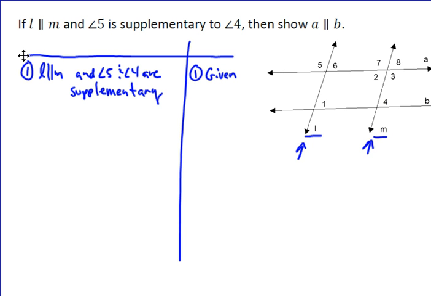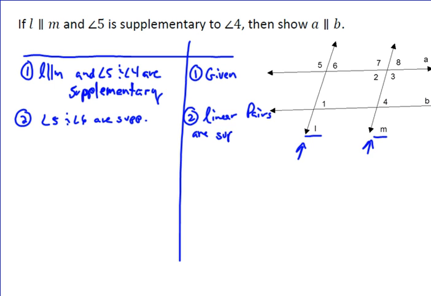So looking at this, one thing I think is a good idea would be to write a supplementary statement based on the supplementary statement I have right here. The one I see that would be a good idea would be 5 and 6. That's all I really know about either 4 or 5 on this picture. And so I'm going to start by saying angle 5 and angle 6 are supplementary. And I know that because linear pairs are supplementary.